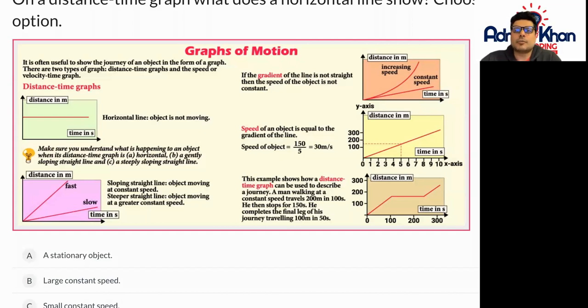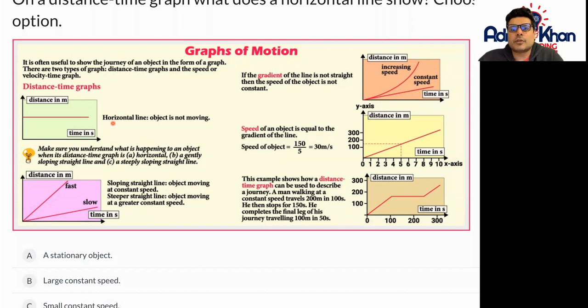Now this particular topic is all about graphs of motion. It's often useful to show the journey of an object in the form of a graph. There are two types of graph. The first one is what we call distance time graphs, and the second is the speed or velocity time graph. So let's have a look at the distance time graph first.